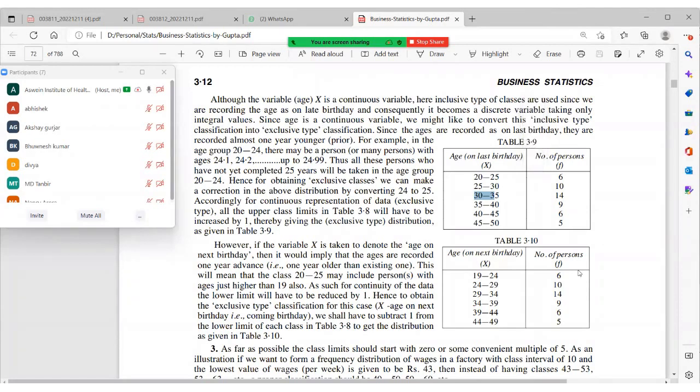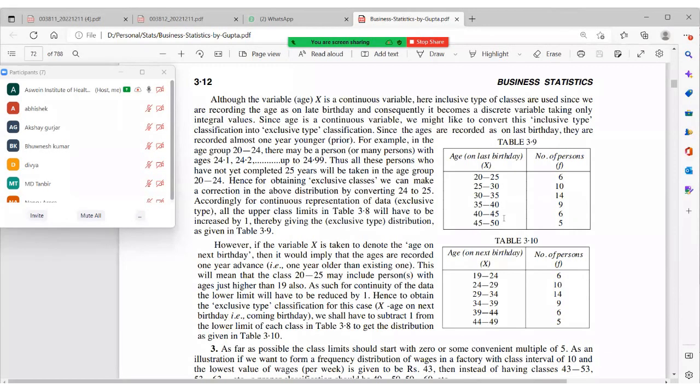This is called the exclusive type. We have seen that the upper limit is 25. In the next class, the lower limit is 25. Similarly, the upper limit of a class is the lower limit of the next class. So this number is repeating in 2 classes.